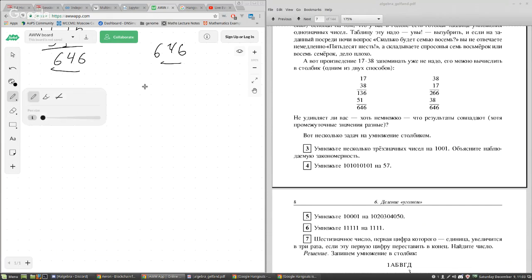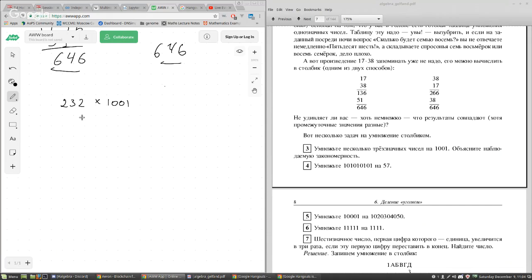And the first problem, number 3 here in the book, says take any 3-digit number, let's say 232 here, and multiply it by 1001. All right, so that's the multiplication we want to do, and we want to see what we get.